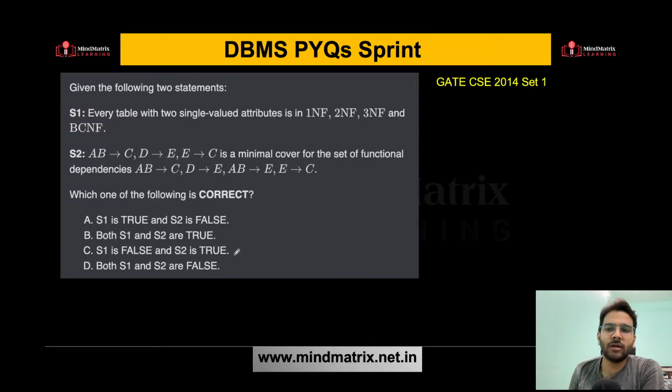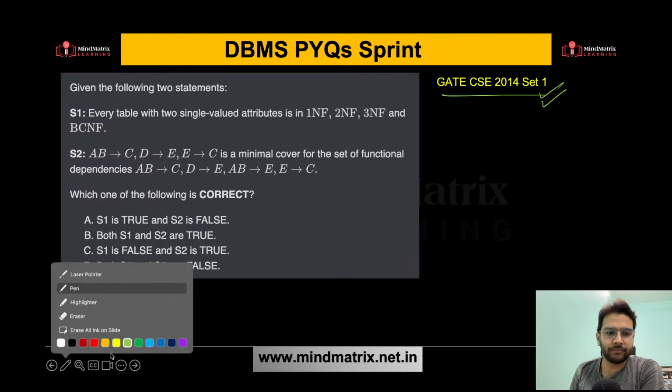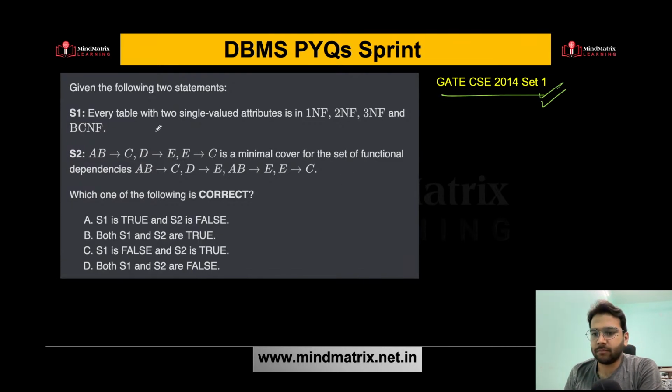Let's proceed to the next question that we have, which is from GATE CSE 2014 set 1. Okay, so let's solve this. Given the following two statements. Statement 1 says every table with two single valued attributes is in 1NF, 2NF, 3NF and BCNF. Is this statement correct or not?